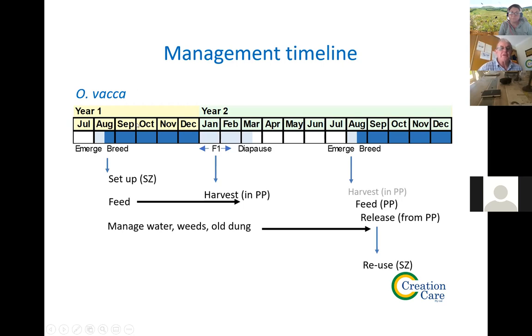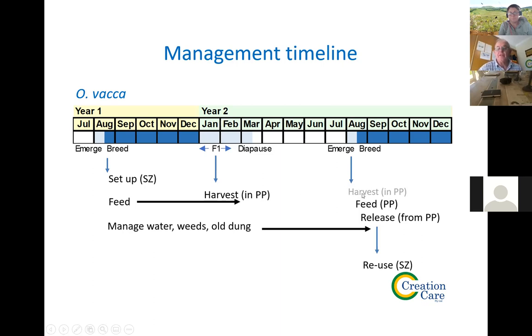Now, the management timeline for VACA, again, you're going to get your nurseries and set them up now, and then you feed them until they are not active, and then you manage the water and weeds and old dung in the nursery. However, this F1 generation comes up in January, February. Now, you've got two harvest options for VACA. You can harvest them when they come up in January, February, or you can just leave them in the soil and harvest them next year.